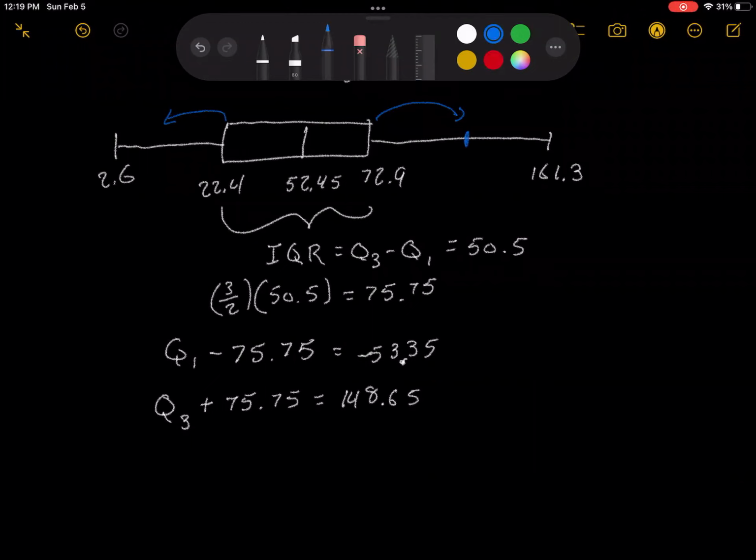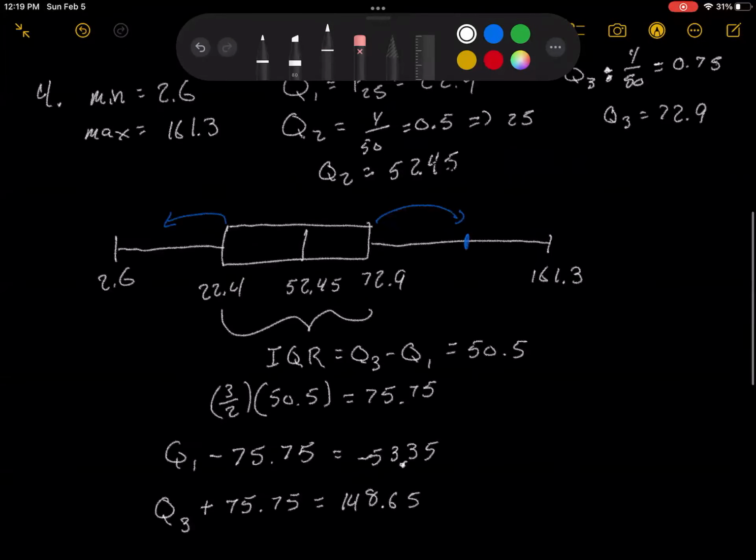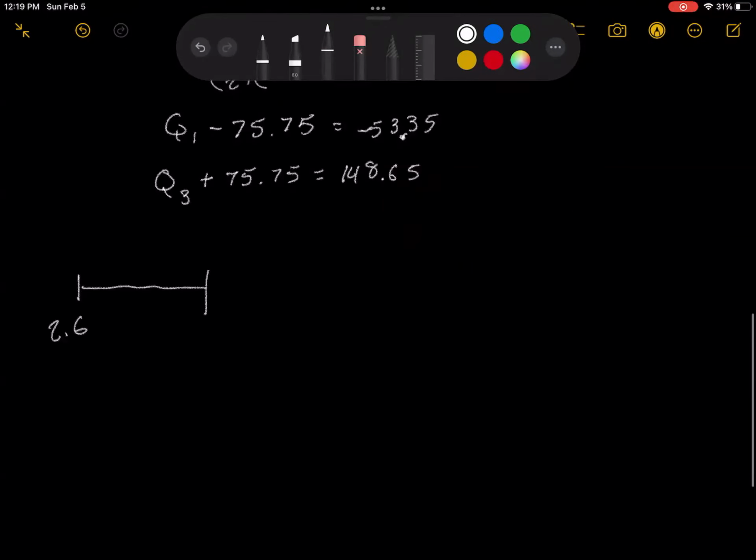So there, we do actually have data that's outside of that range, that's further away than that number, 148.65. So in our construction of the modified box plot, we don't have any significantly small values. So our bar still extends to the smallest, not 2.8, 2.6. Did I say 2.0? No, it's 2.6, yeah. All right, Q1 still happens at 22.4. Right, effectively your box doesn't change. Your Q2 is still 52.45. And your Q3 still 72.9.